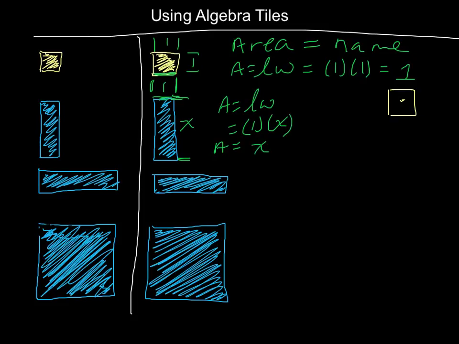Typically when I draw these from now on, it's going to look like this, and I just put an x inside of it like that. Okay? So this also, doesn't matter the orientation of it, this also is an x. So it could be standing up or laying down.